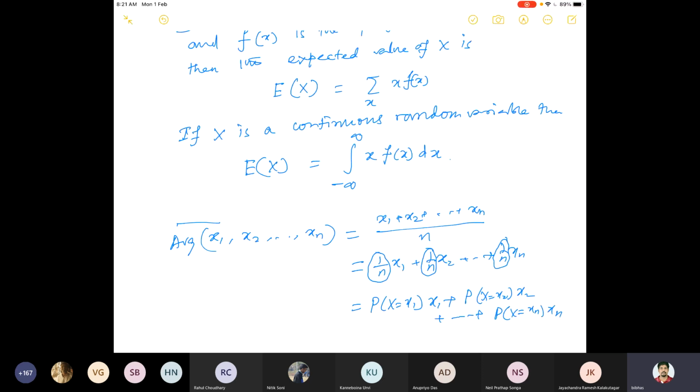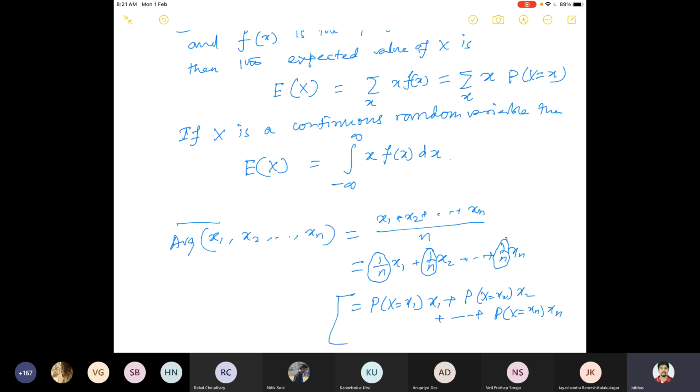So this is a general concept. This is basically the definition: the sum of x times P of X equal to x. Meaning this is the sum of the product of X and its probability. X is the corresponding outcome or data point, the value corresponding to the random variable, which corresponds to an outcome, and the probability of its happening. This is what the expected value means.